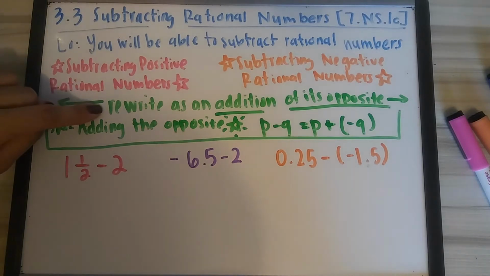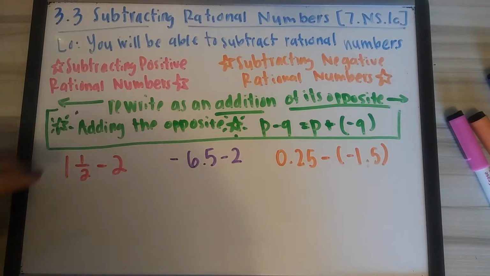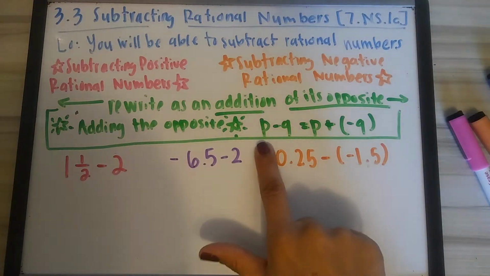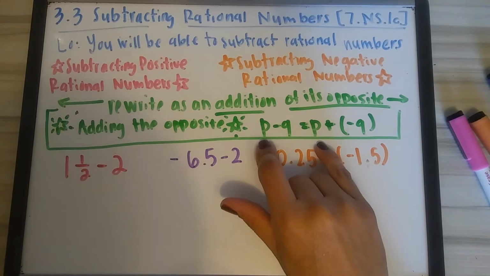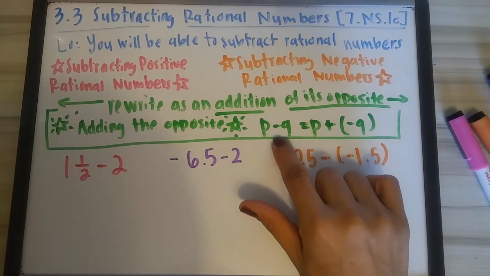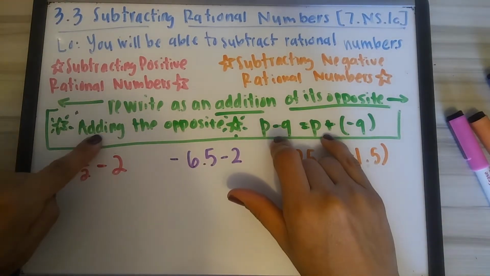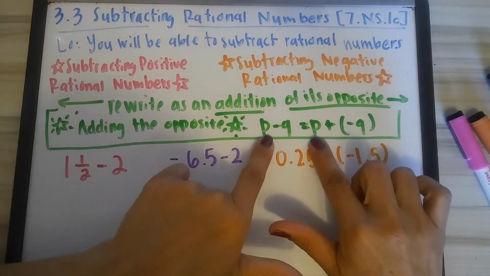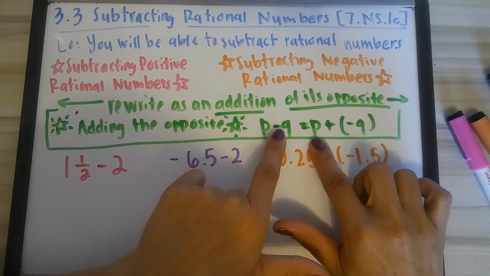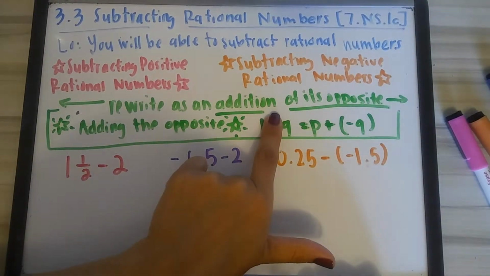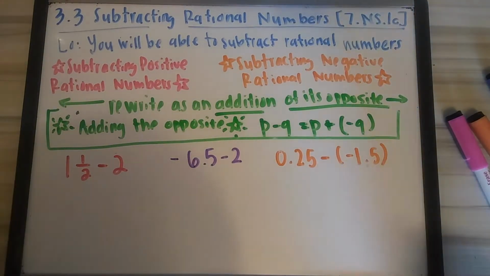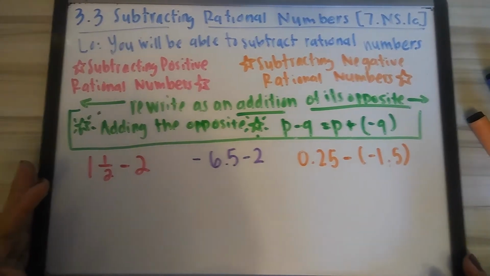We're going to rewrite them as an addition of its opposite, and we know that this is what adding the opposite looks like, right? So we have a number p minus a q. What we're going to do is take our p, and then instead of doing the subtraction, we're going to change it to an addition of its opposite. So I'm going to keep the p, and change that subtraction sign to an addition sign. And what's the opposite of q? Minus q. Okay, so let's write those in that sense.